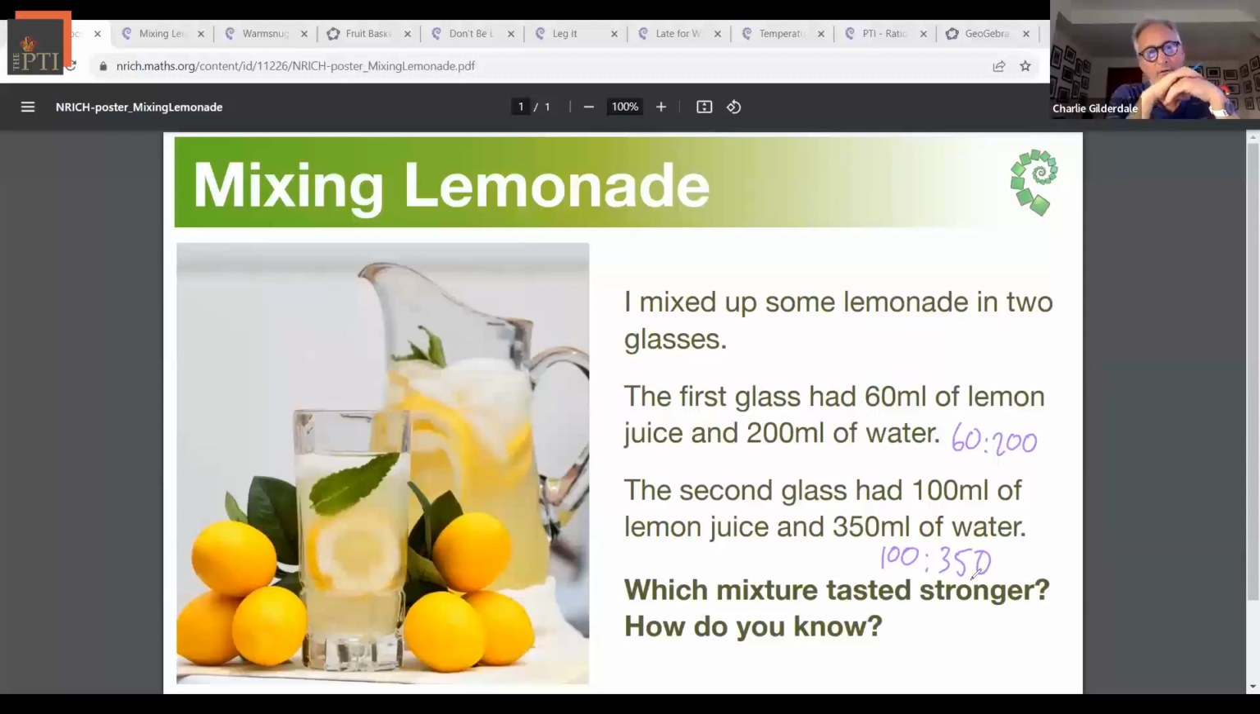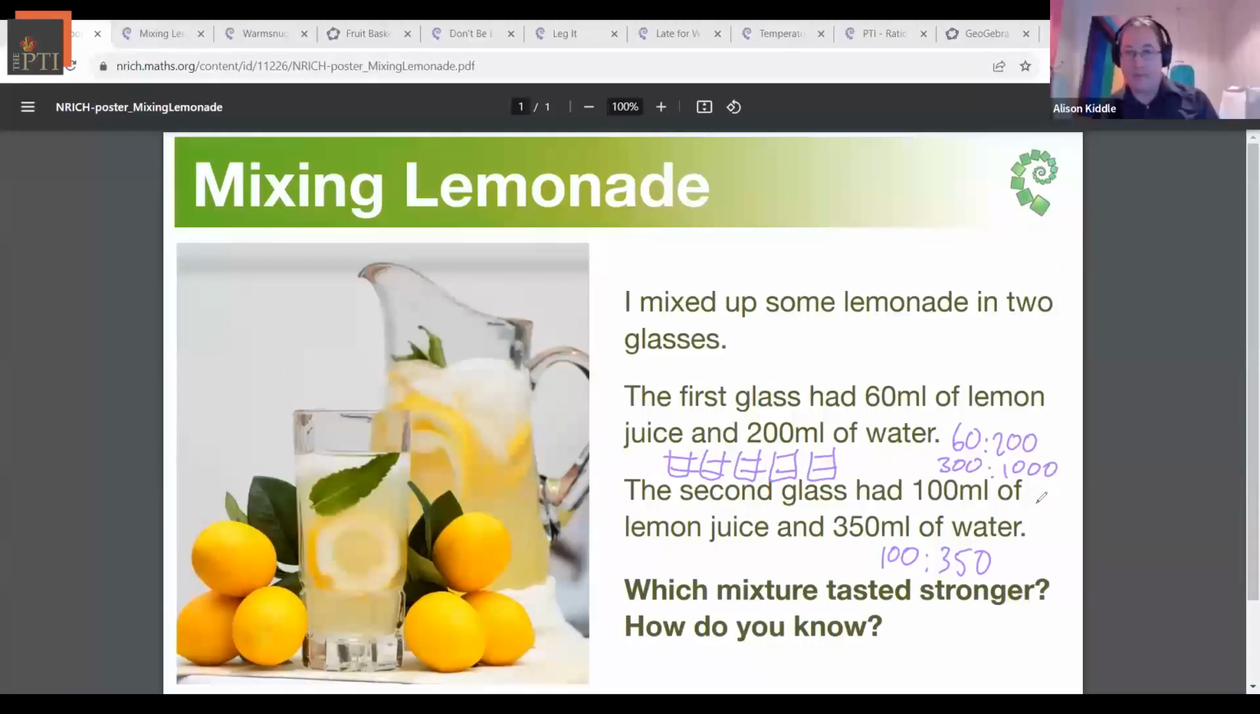Well, I thought that let's imagine the first glass being poured out of a jug, and it's poured into 5 different glasses. So if I had all 5 glasses together, the 60 to 200 would be equivalent to having 300 lemon and 1000 water.